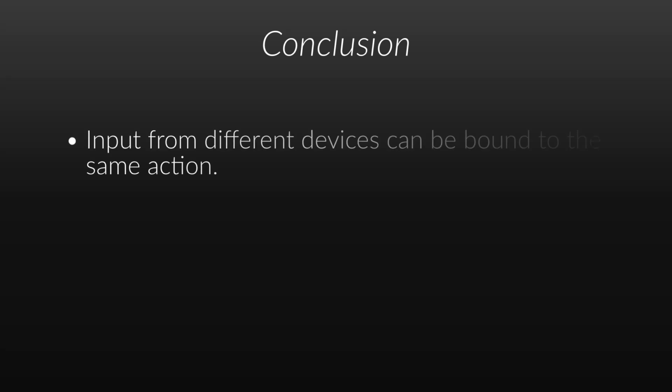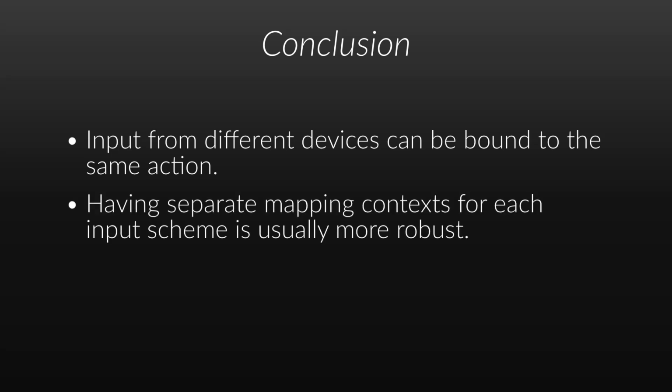In this video, we had a look at how we can use G.U.I.D.E to implement support for controllers in our game, in addition to the keyboard and mouse support that we already had. We learned that we can bind input from multiple different devices to the same action, but that it is usually a better idea to separate mapping contexts for each device because it makes it easier to show correct input prompts and avoids having inputs from different devices fighting each other.